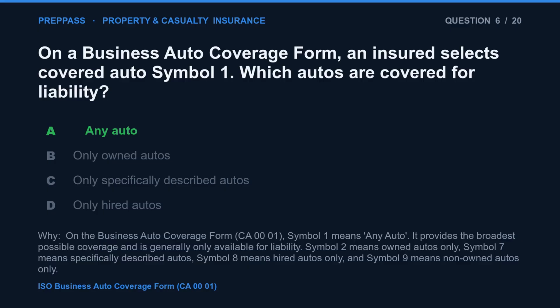The correct answer is A. On the business auto coverage form, CA0001, symbol 1 means any auto. It provides the broadest possible coverage and is generally only available for liability. Symbol 2 means owned autos only, symbol 7 means specifically described autos, symbol 8 means hired autos only, and symbol 9 means non-owned autos only.